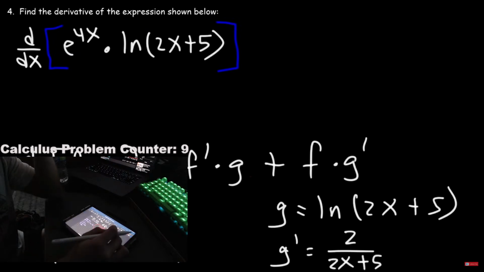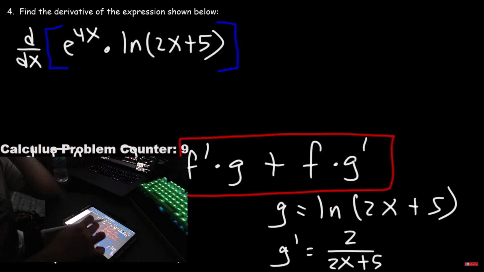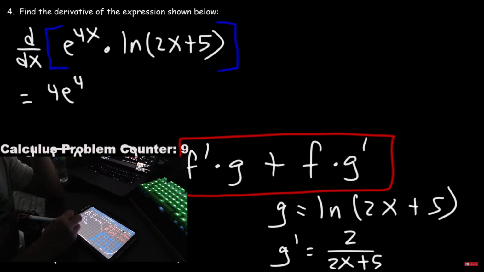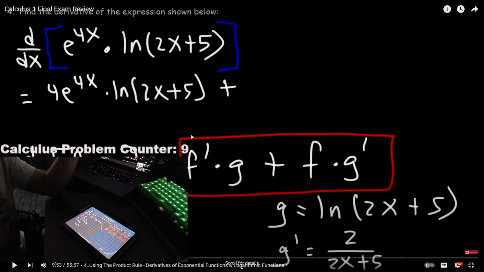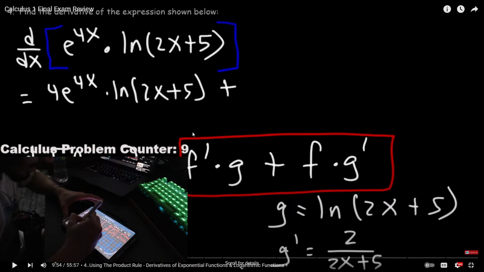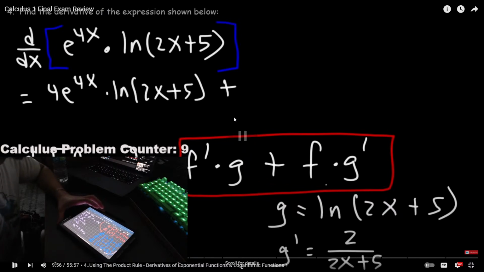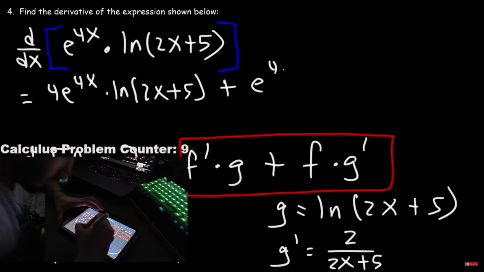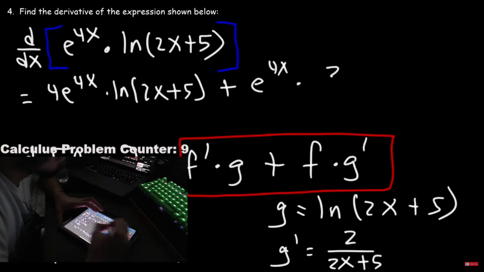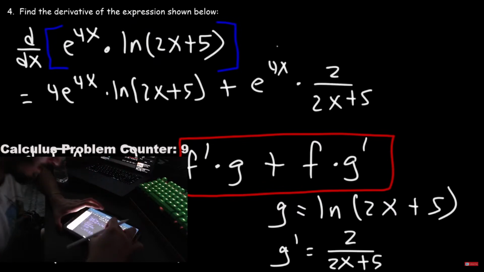So now, all we need to do is follow this formula. The derivative of this expression is going to be f prime, which is 4e to the 4x, times g, so that's ln of 2x plus 5, plus f, which is e to the 4x, times g prime, which is 2 over 2x plus 5.